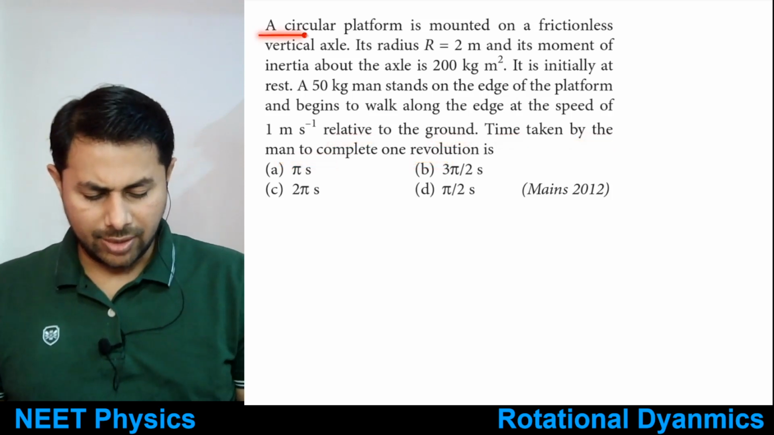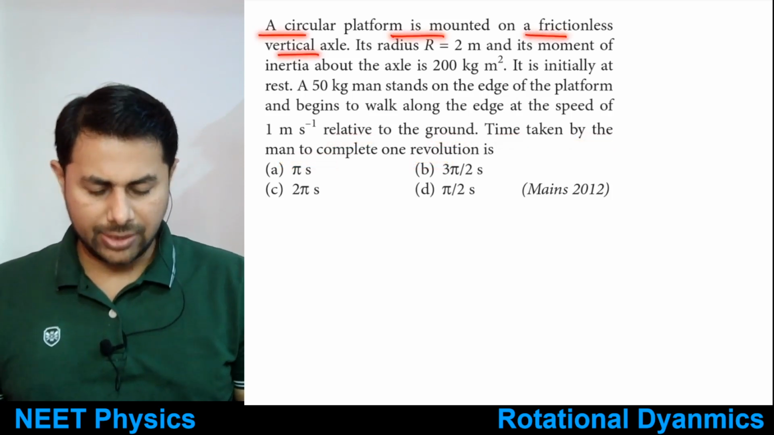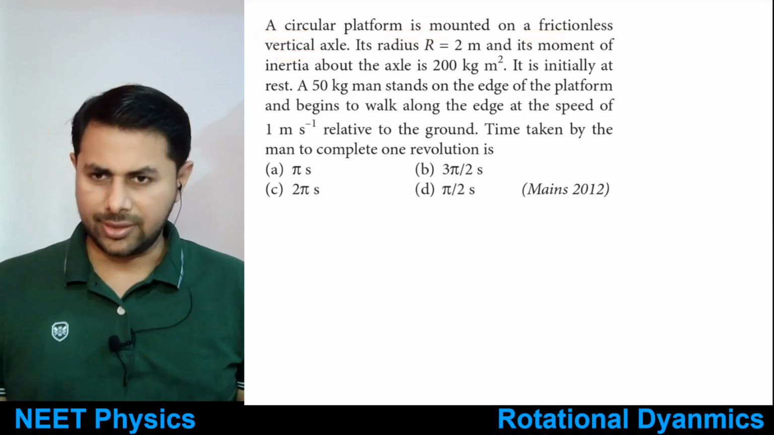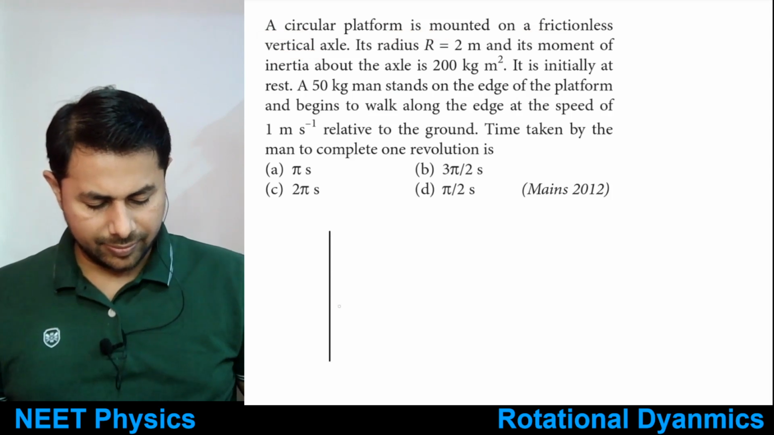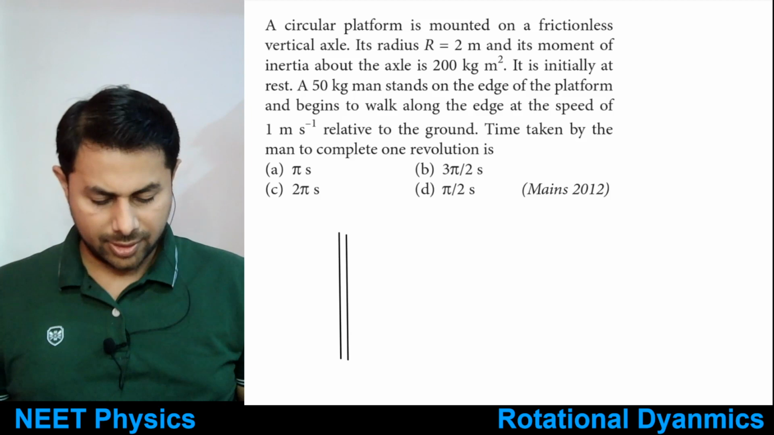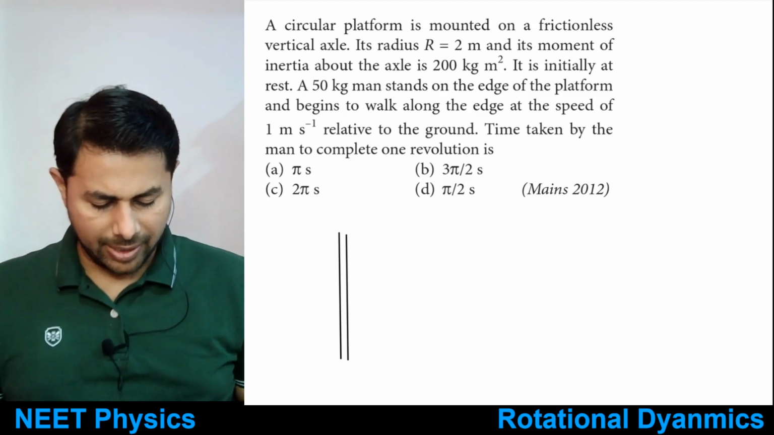A circular platform is mounted on a frictionless vertical axle. This is given. So you have this vertical axle, right, and there is a circular platform.